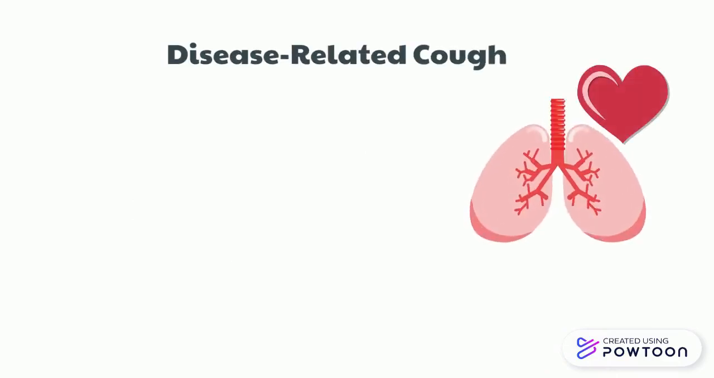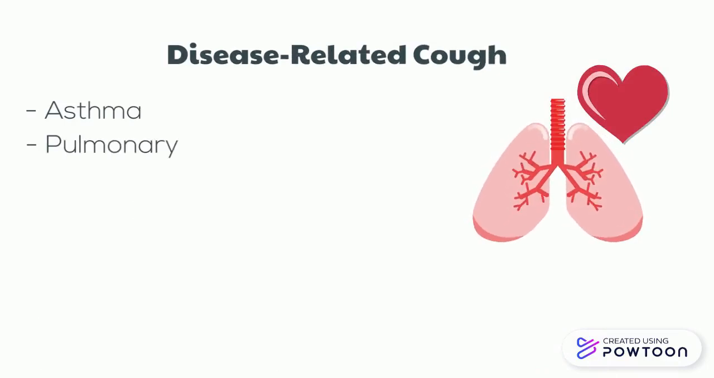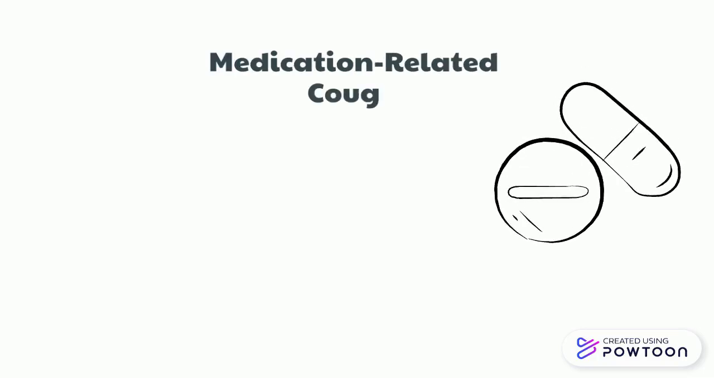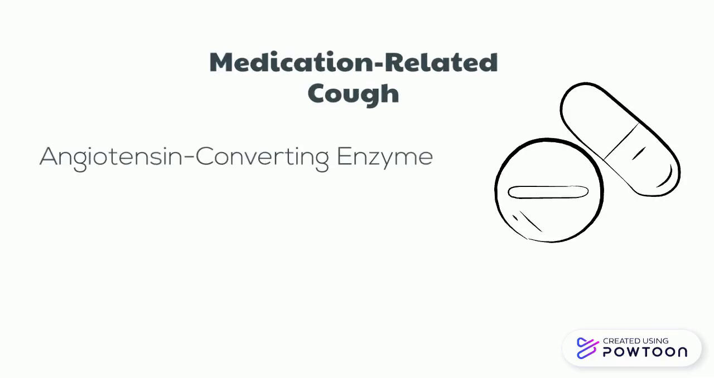Here are some diseases to be considered as disease-related cough, such as asthma, pulmonary embolism, chronic obstructive pulmonary disease, upper airway cough syndrome, heart failure, and gastroesophageal reflux disease. ACE inhibitors are one of the most commonly implicated medications for drug-induced cough, and it has been described as a persistent dry cough.